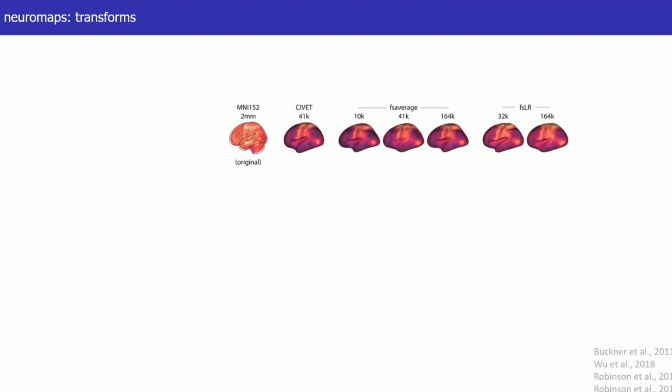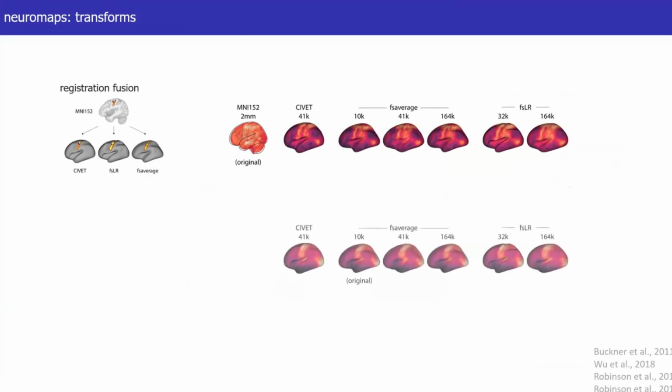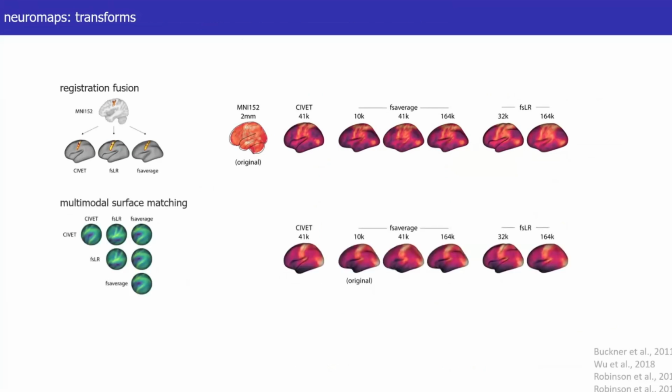We provide support for the major coordinate systems in brain imaging. So MNI 152, CIVET, fsaverage, and fsLR. And if you want to go from volume to surface, we've implemented registration fusion. If you want to go between the different surface spaces, we've implemented multimodal surface matching, or MSM. We didn't invent either of these two methods, but we extensively tested them and benchmarked them. And at least in our hands, they are really as good as advertised. And what we find is that in day-to-day life, this is what trainees use most.